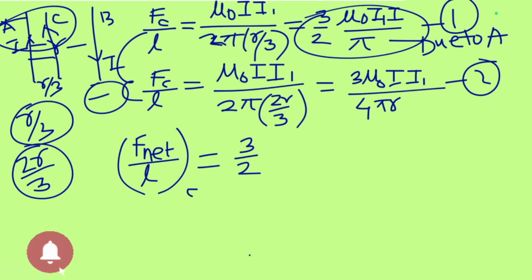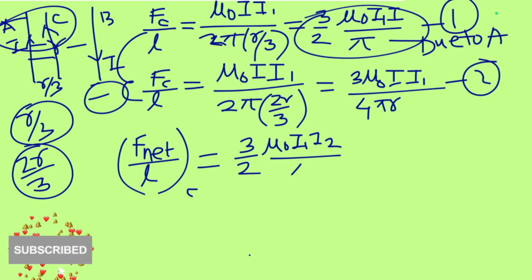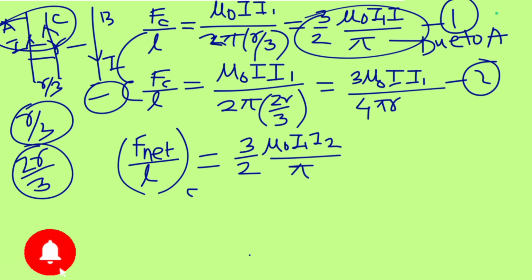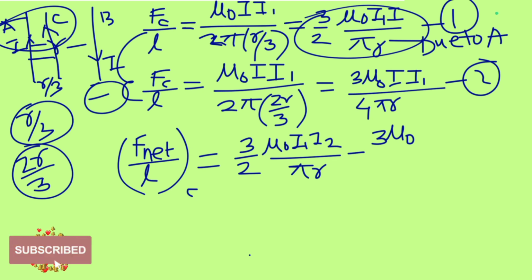That is 3 by 2 mu naught I1 I2 divided by pi r. I forgot to write here r. Minus 3 mu naught I1 I2 over 4 pi r. Why minus? Because we have to calculate the net force, bigger force minus lesser force, so whatever the remaining force will be, that will be the answer.